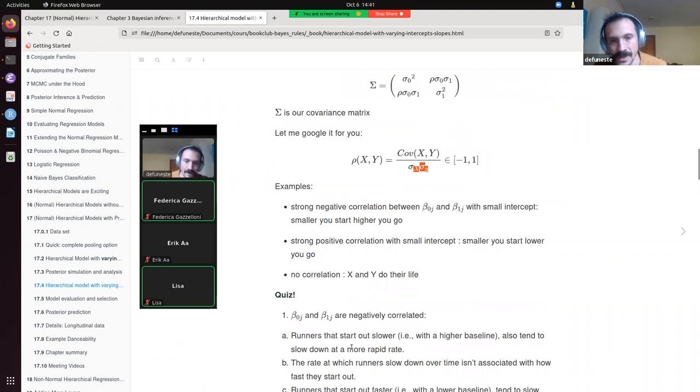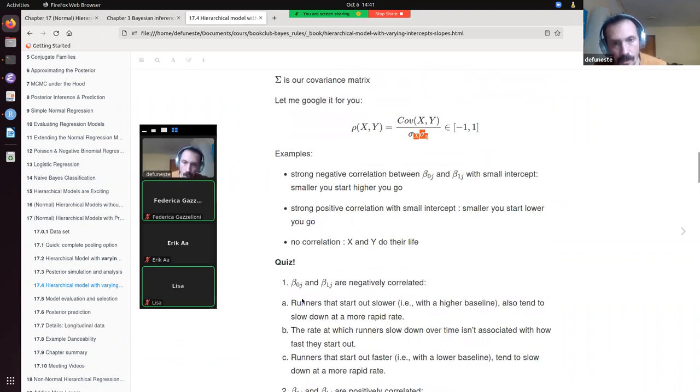Quiz. Okay, maybe this one will help you. The intercept beta 0 and beta 1, the slope, are negatively correlated. Which of these options makes sense? Runners who start out slower, with a higher baseline, also tend to slow down at more rapid rates. Or the rate at which runners slow down over time isn't associated with how fast they start out. Obviously, you can skip that one. Or runners that start out faster, with a lower baseline, tend to slow down at a more rapid speed. Which one is correct?